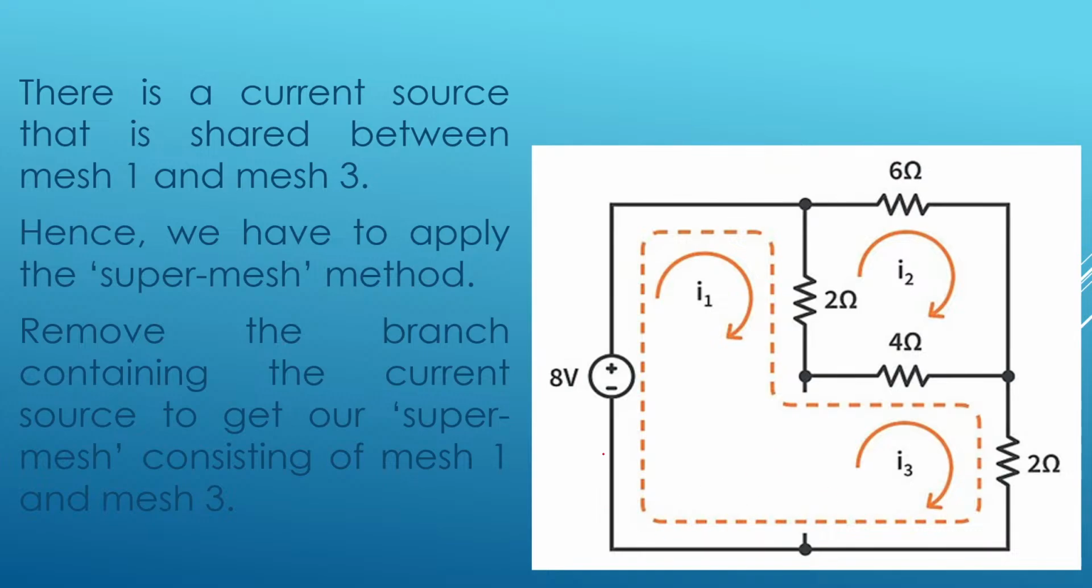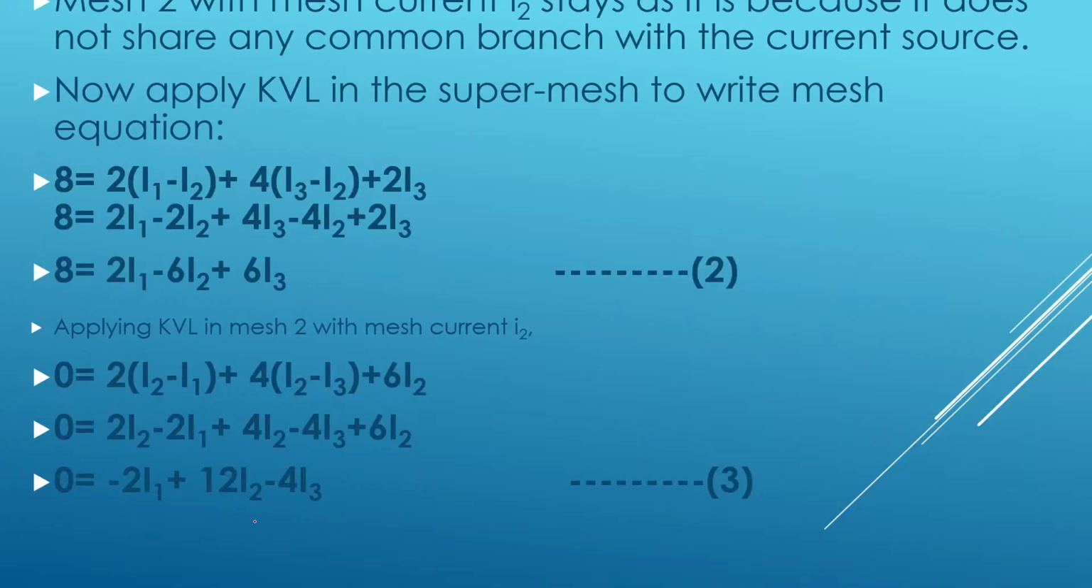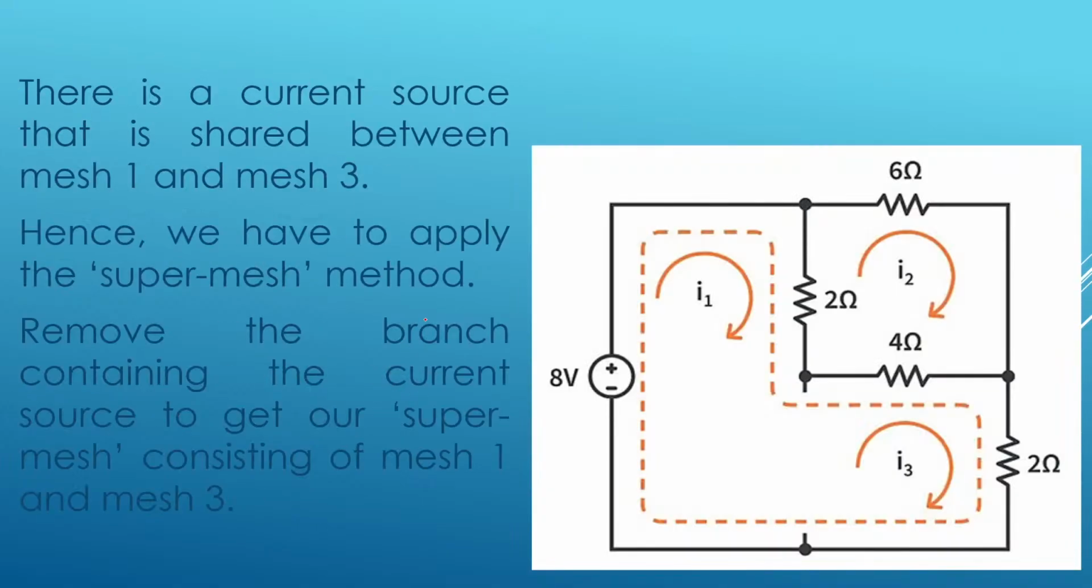So now how many loops, or how many meshes, do I have? I have only 2 meshes, but you should not remove the loop currents or mesh currents which you assumed before removing the current source. They must be kept as they are. So I1 and I3 should be left as they are. Now we can apply Kirchhoff's voltage law. I will just copy that image in this slide.